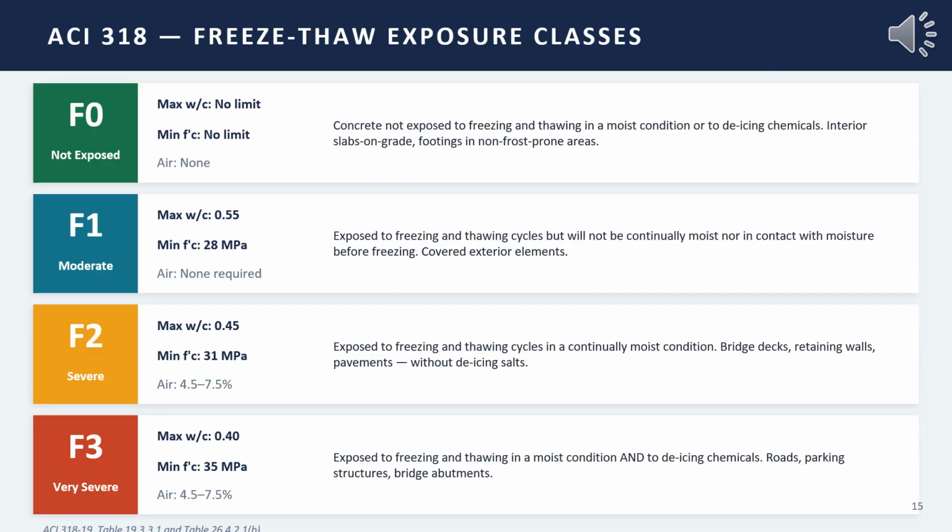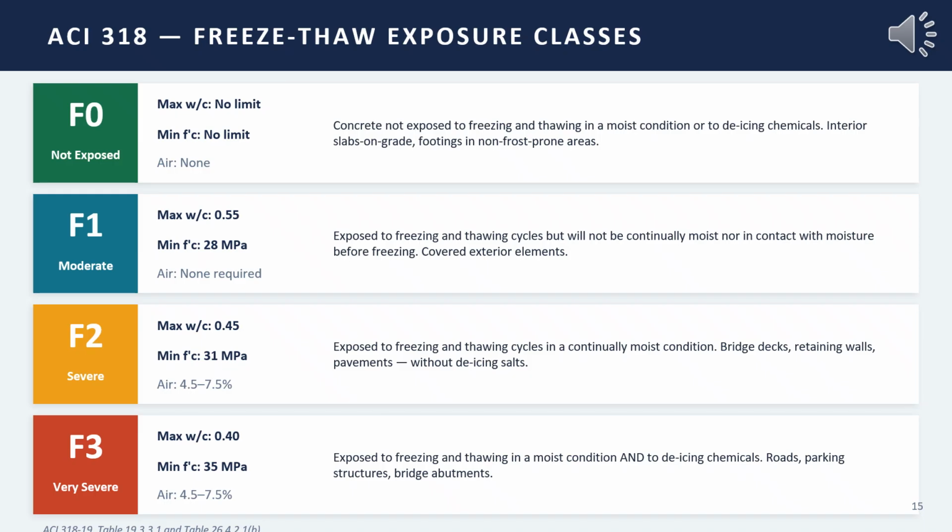The American Concrete Institute ACI 318-19 defines four freeze-thaw exposure classes designated as F0, F1, F2 and F3. Now let me walk through each one so you can apply them correctly in design. F0 is assigned to concrete not exposed to freezing and thawing in a moist condition. Think interior slabs on grade, footings in frost-free zones, or protected interior elements. No special freeze-thaw requirements apply here.